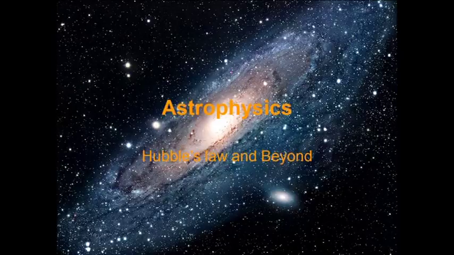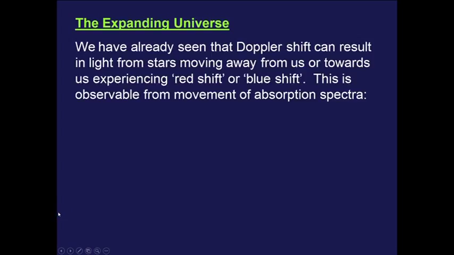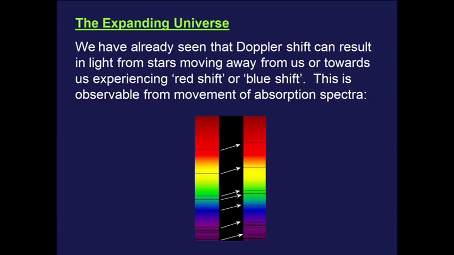Welcome. In this video we are looking at section 3.2, looking at Hubble's law, which explains the expansion of the universe and ultimately the theory of the Big Bang. So how did Hubble come up with this idea of an expanding universe? Well, it's all to do with light.